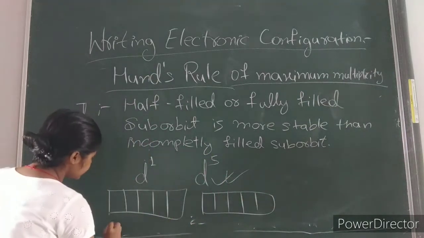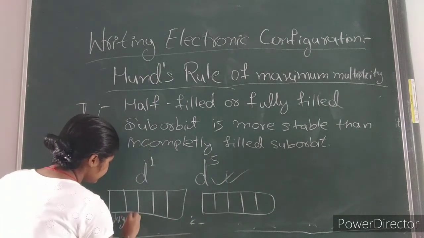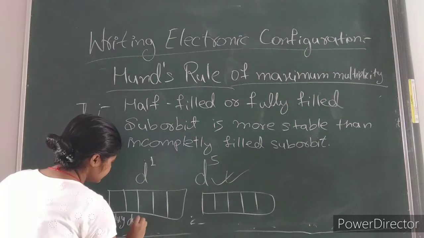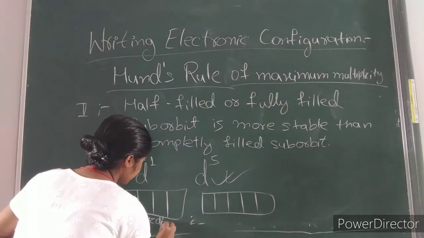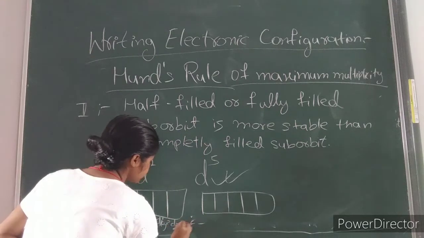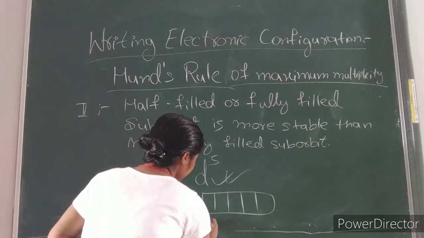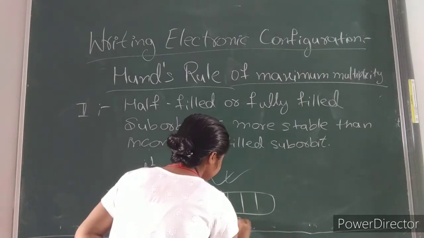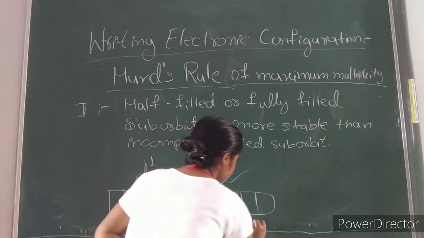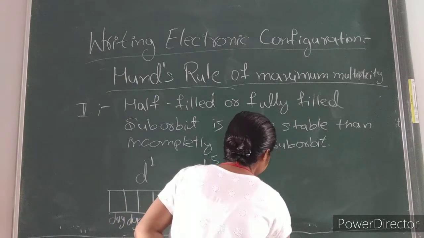Now its orbitals are dxy, dyz, dxz, dx square minus y square, dz square. Let's write here also dxy, dyz, dxz, dx square minus y square, dz square.